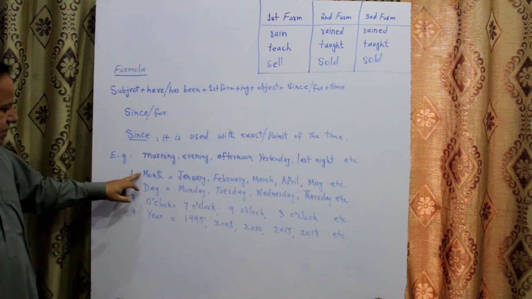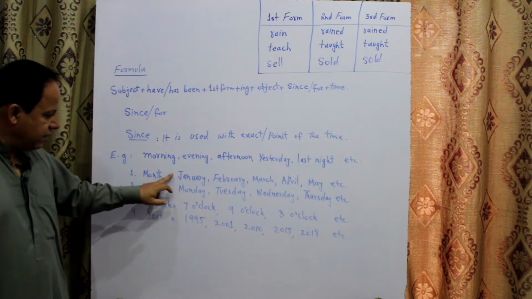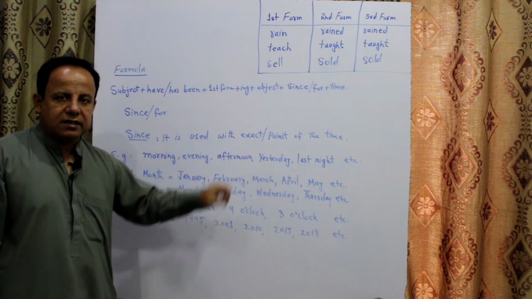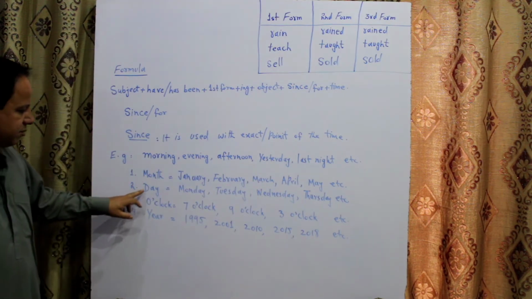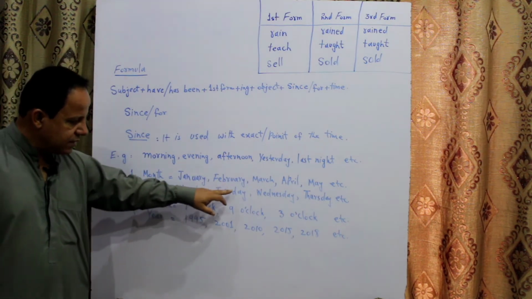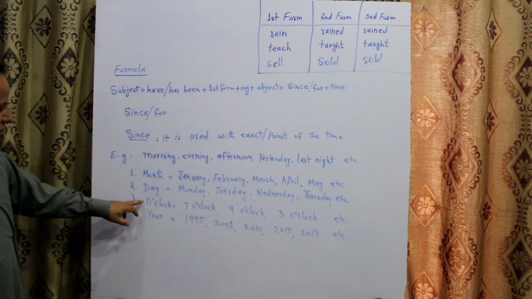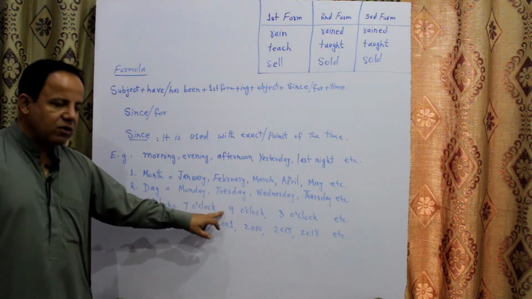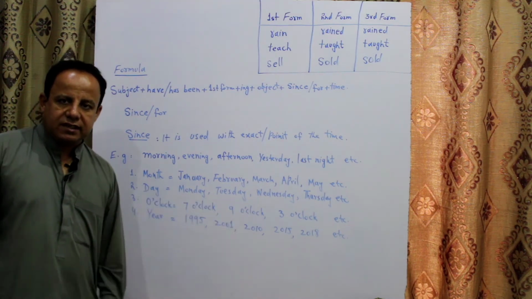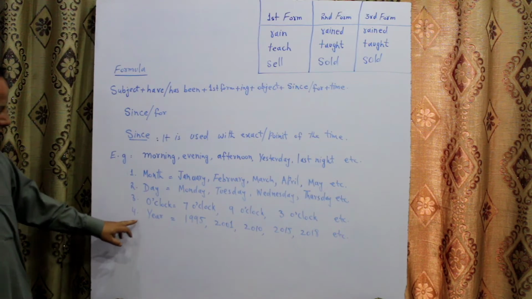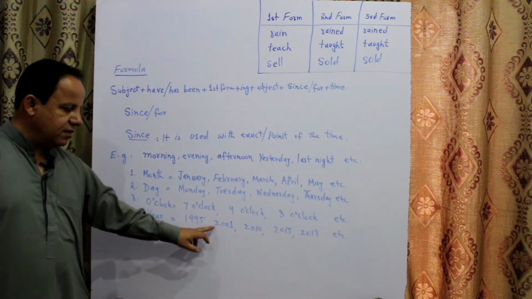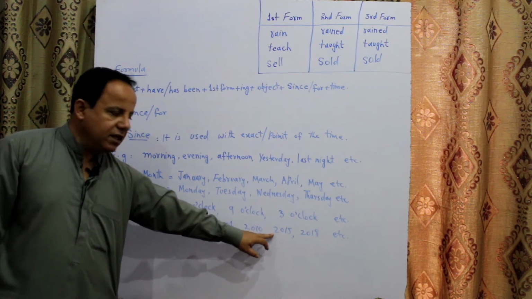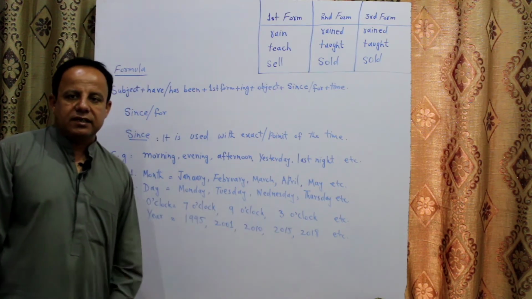With months we use since, like since January, February, March, April, May, etc. With days we use since, like since Monday, Tuesday, Wednesday, Thursday, etc. With o'clock we use since, like since 7 o'clock, since 9 o'clock, since 3 o'clock, etc. The last one is with years. We can use since 1995, since 2001, since 2010, since 2015, and since 2018, etc.